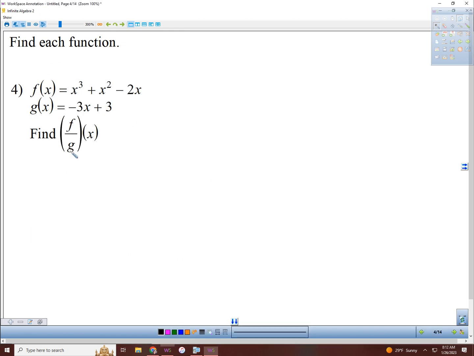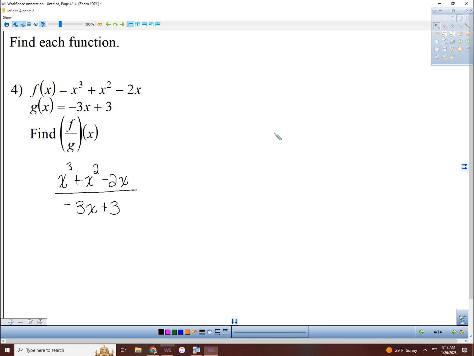All right, number 4, we are dividing, so I'm going to take f and put that on top. And g is going to go on the bottom. All right, and then I see that I can factor the top and the bottom, so I'm going to do that. But before I do, I'm going to go ahead and take care of the fact that there is an x in the denominator, and there are some things that we need to avoid.